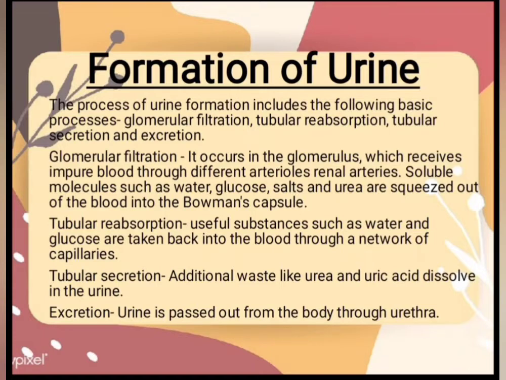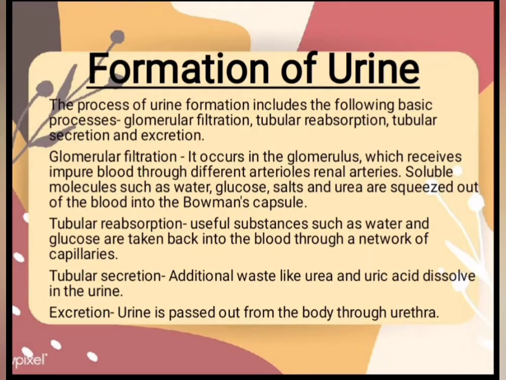So, glomerular filtration occurs in the glomerulus, which receives impure blood through different arterioles of the renal artery. The blood which enters the glomerulus mainly contains water with dissolved salts, urea, uric acid, and glucose. The narrowing of blood capillaries causes an increase in the pressure of the blood, due to which the water and the insoluble molecules present in the blood get filtered out into the cavities of Bowman's capsule.